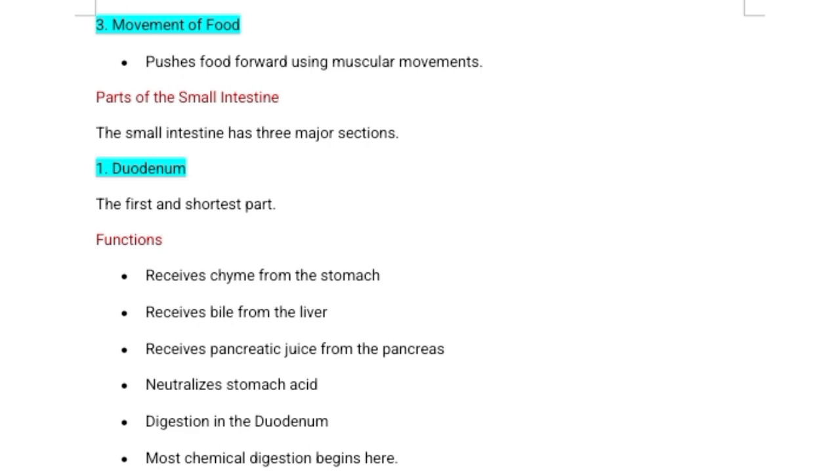Parts of the small intestine. The small intestine has 3 major sections. 1. Duodenum, the first and shortest part. Functions: receives chyme from the stomach, receives bile from the liver, receives pancreatic juice from the pancreas, neutralizes stomach acid. Digestion in the duodenum. Most chemical digestion begins here.